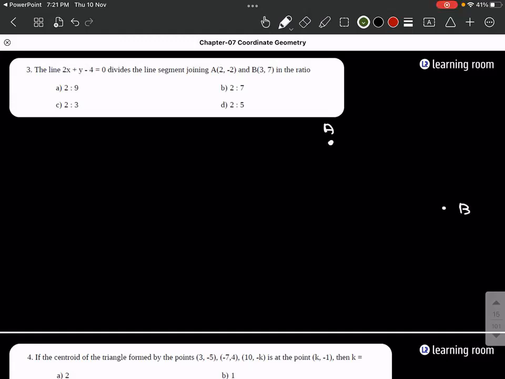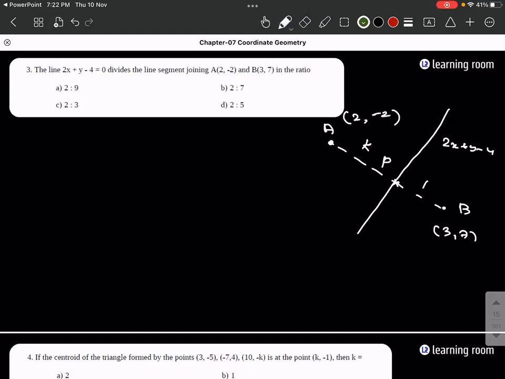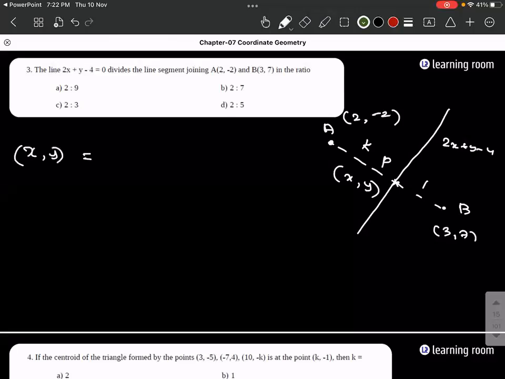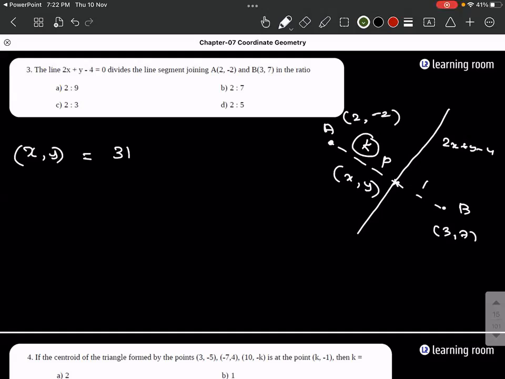Okay, so if I take AB, this is a rough diagram, (2, -2) and (3, 7). There is a point P through which a line is passing: 2x plus y minus 4. Let us take the ratio to be k:1. Will you be able to find the point (x, y)? How will you find? x will be equal to k into 3, so 3k plus 2 divided by k plus 1.